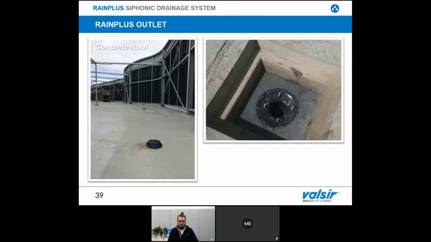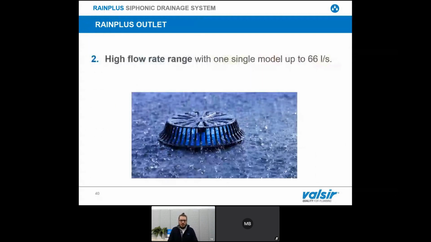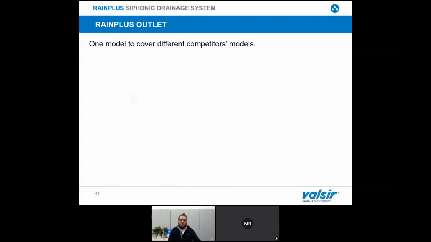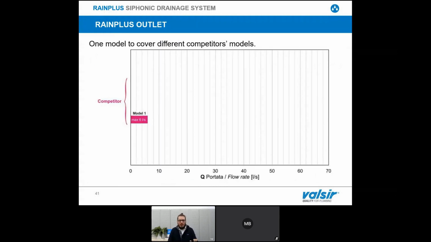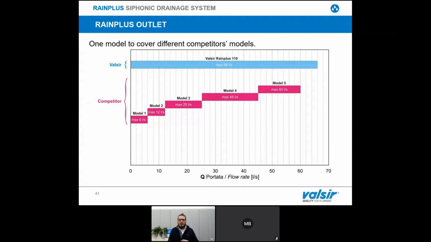Then we decided to focus on the performance of the outlet, and we decided to develop only one model up to 66 liters per second. So we have one model that can drain from 1 to 66 liters per second. This is important because on the market, there are competitors that have different models for short ranges of flow rate. For example, one model up to 6 liters per second, or another model up to 12 liters per second, or up to 25 liters per second, and so on. We at Valsir have only one model that can be used from 1 to 66.